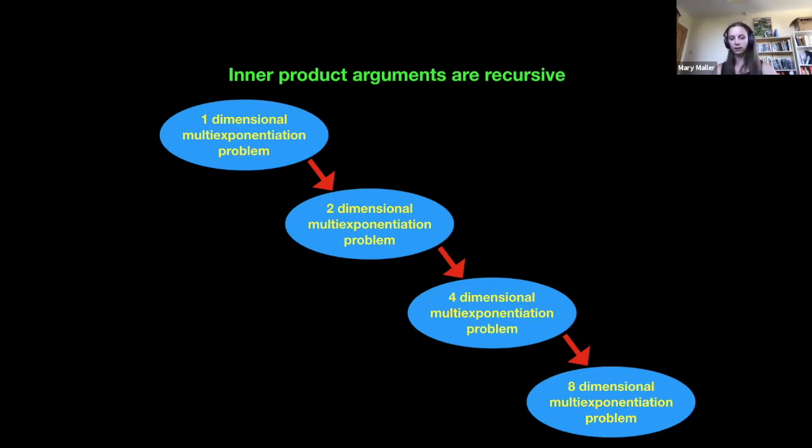And you can do this again. You can double it again using exactly the same tricks in order to get up to an 8-dimensional problem. And because we're doubling each time the number of dimensions that we're working with, what you're going to end up with is a logarithmic sized proof.